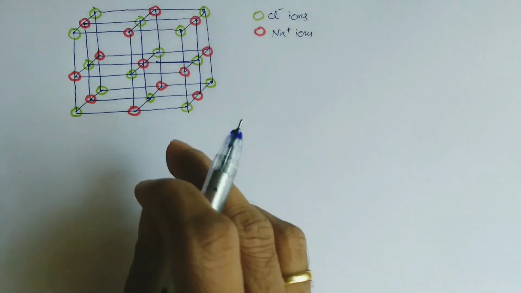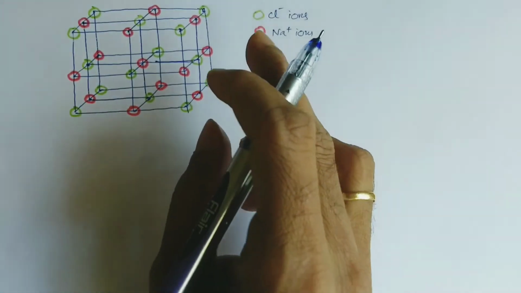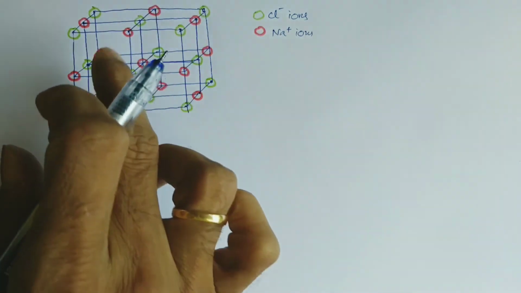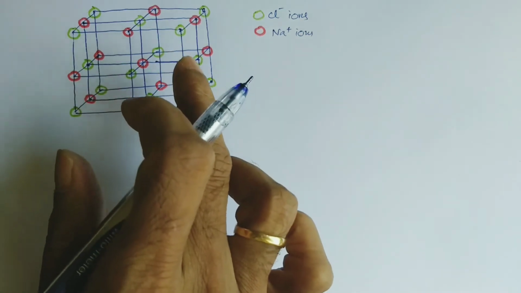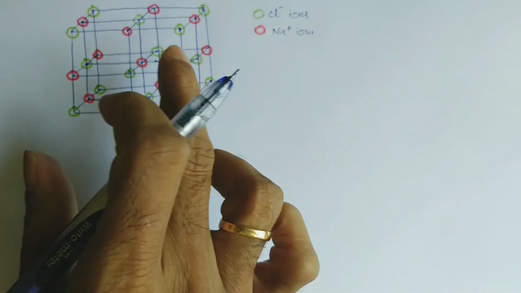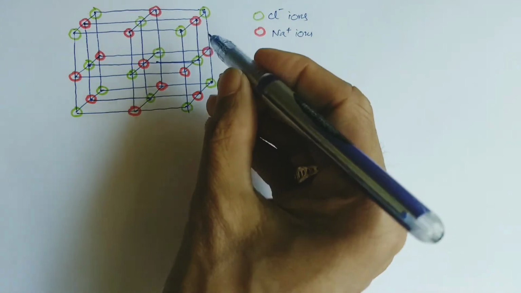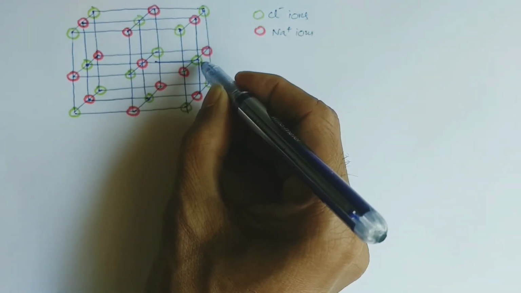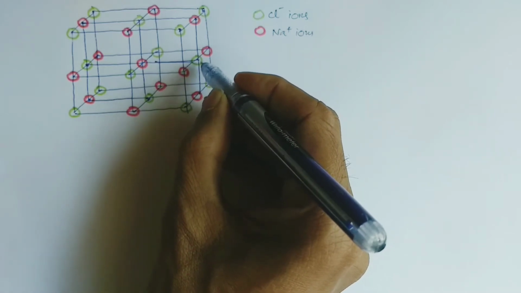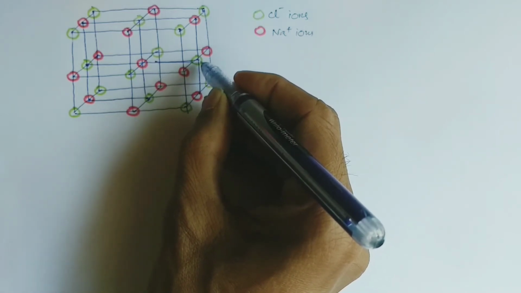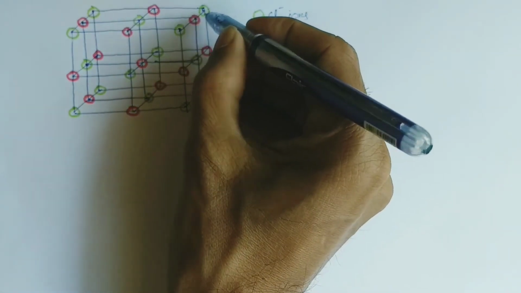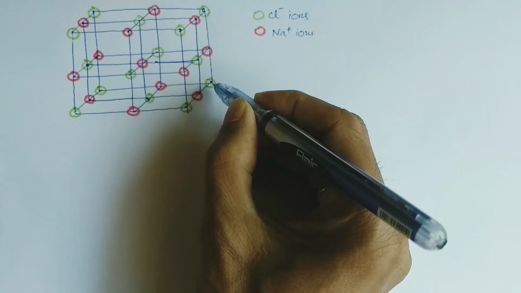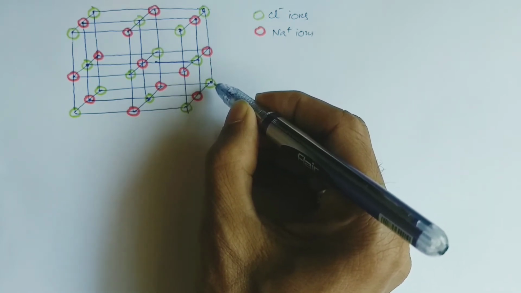Now let us calculate the contribution of each ion to a particular unit cell. And here you can see many ions present in the unit cell, but they are shared by other unit cells also. Suppose if you take the ion that is present on the face, that is shared by 2 unit cells. So the contribution to this unit cell is 1 by 2. Okay, similarly if you take the ions which are present in the corners, they are shared by 8 unit cells. So the contribution to this unit cell is 1 by 8.